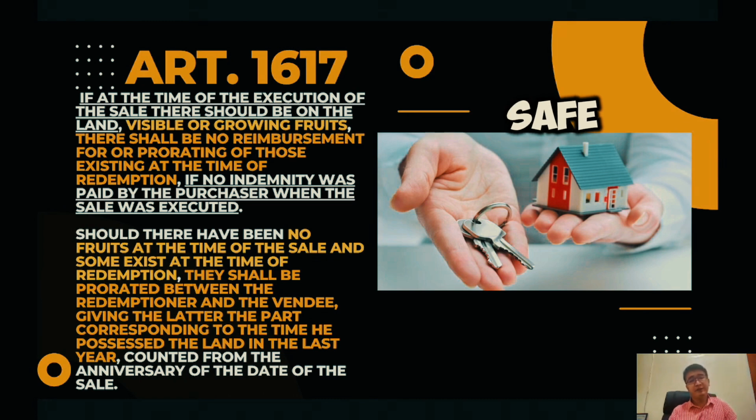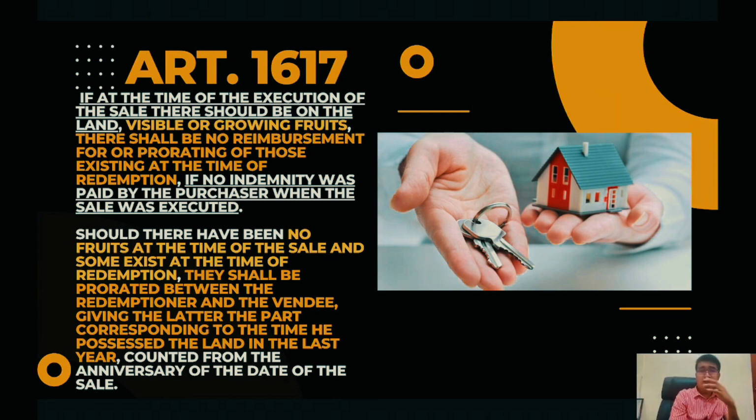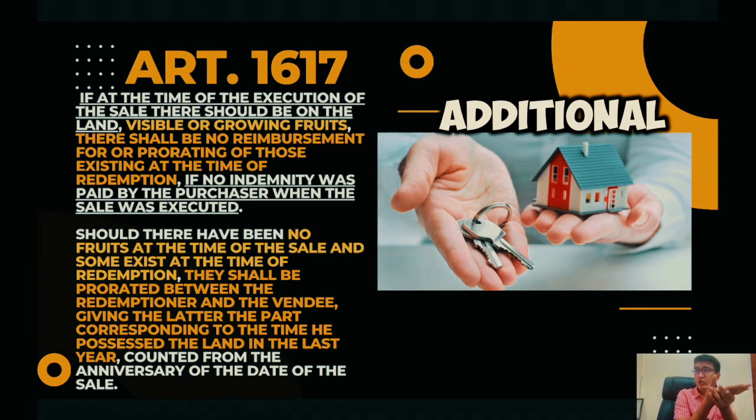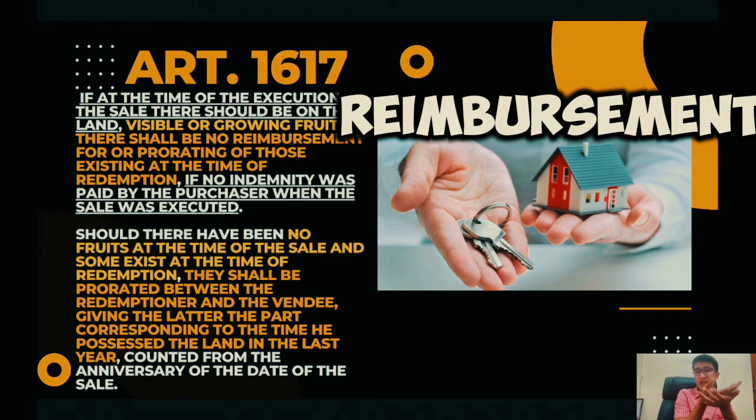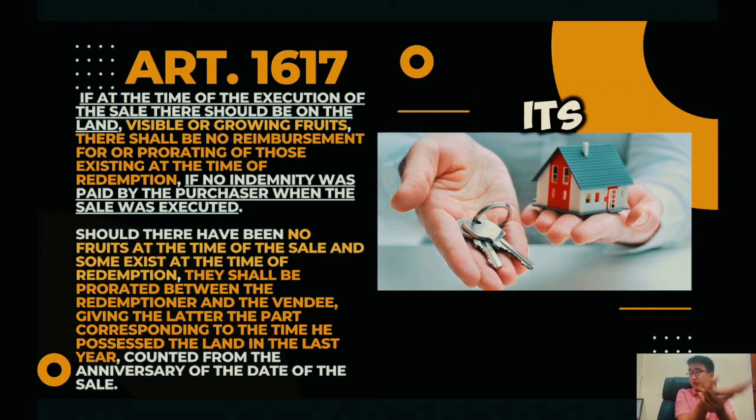Meaning, let's say for example, A sold piece of land to B, pacto de retro. At the time of the sale, meron nang visible or growing fruits. Pero hindi yun kasama dun sa price ng sale. Wala yung additional price dun sa price ng sale. Meaning, kasama na siya dun sa land. Walang reimbursement dun. Why? Because it's presumed na included na siya dun sa price ng land.